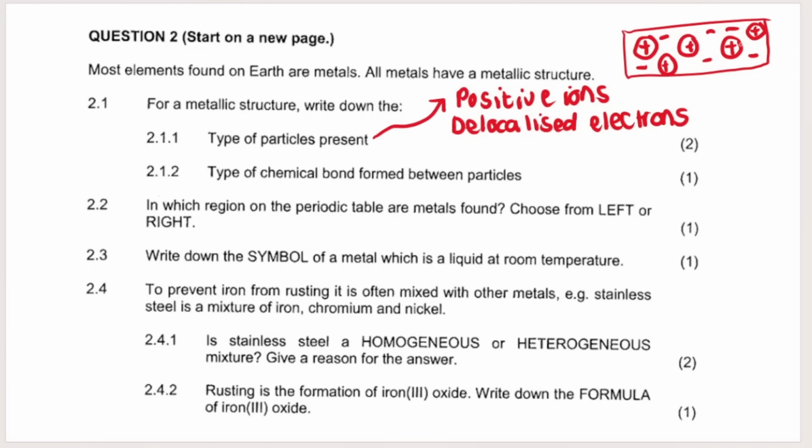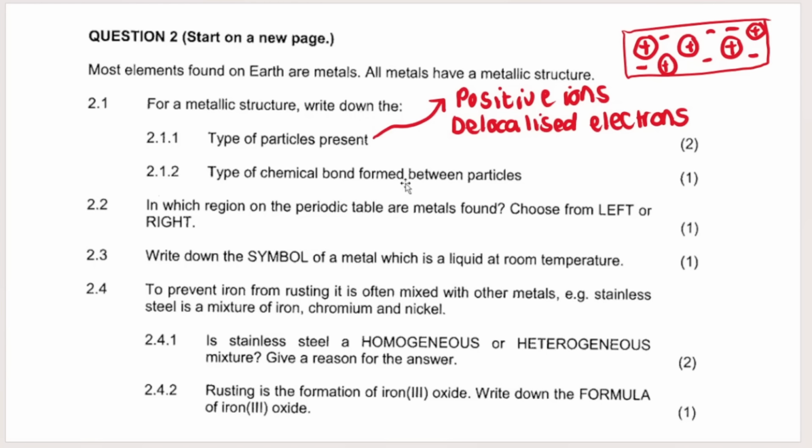Okay, that's how the textbook describes it. It forms almost like a glue or a paste, connecting the positive ions together. And because of these delocalized electrons, that is what makes metals such good conductors of electricity and of heat. Then they say the type of chemical bond formed between these particles, and as we said, that's metallic bonding.